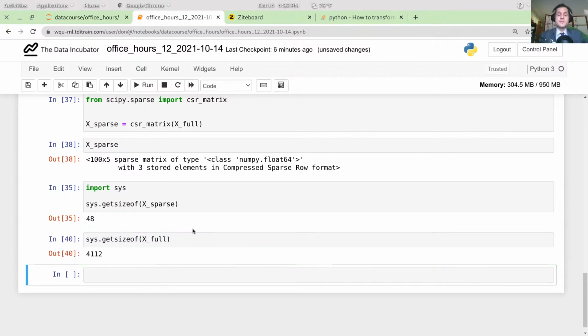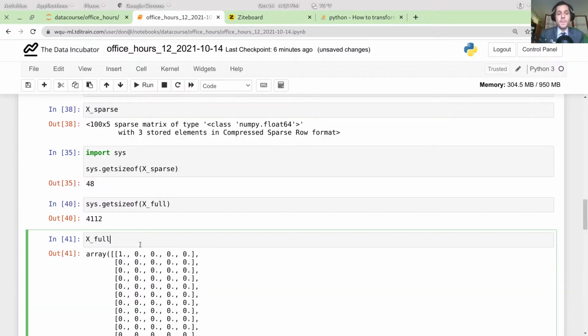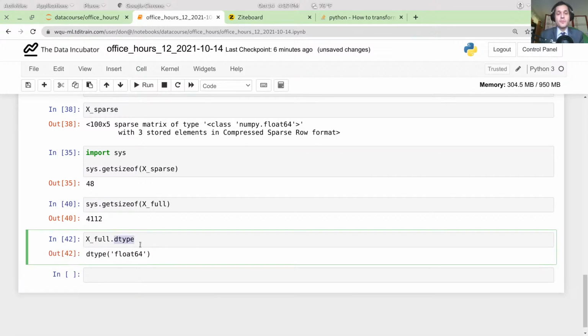Let's look at the full representation. Notice how the full representation takes up 4,000 bytes. We can rationalize that. Let's try to actually calculate why that's the case. I can look at the dtype, and I have a float64. So in other words, I have 64 bits. There are 8 bits per byte. And how many numbers do I have? Well, I have 100 by 5.